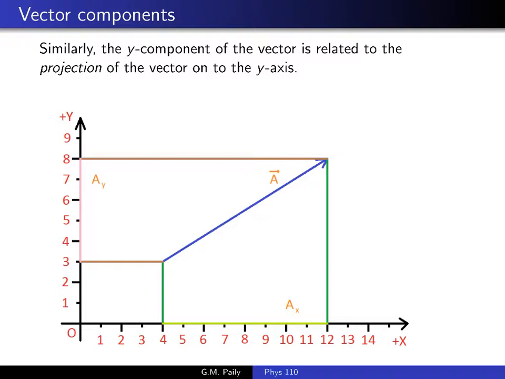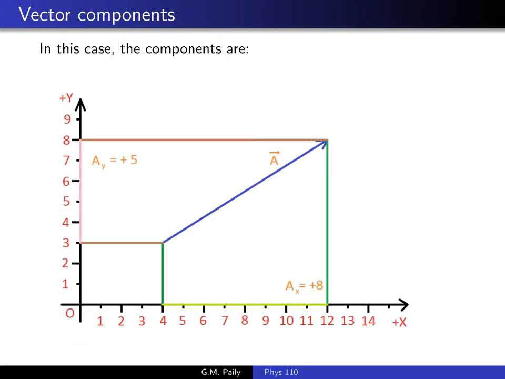How much is the x component of the vector? We see that it extends from 4 till 12, and that the direction of the original vector is pointing to the right in the direction of increasing x. So positive 8 is the x component of the vector. Similarly, the vector A is pointing upward a little bit, which is in the direction of increasing y, and so A_y will be positive 5. We report A_x is equal to positive 8, A_y is equal to positive 5.